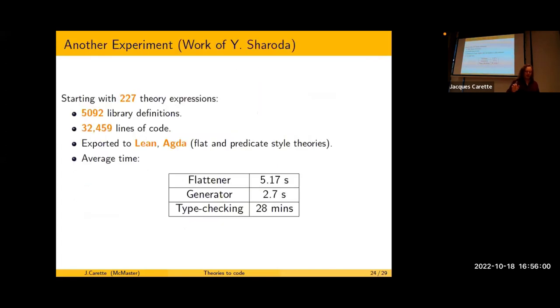So we did some of this. We only took 227 theories. We used universal algebra to generate 10 different derived theories from each. So from 227 theory expressions, we get 5,000 definitions of interesting mathematical theories, which expand out to 32,000 lines of code. We export to both Lean and Agda and type check. So we have not generated junk, because it's kind of hard to get both Lean and Agda to agree on 32,000 lines of code to say, yes, that was good code. It does take a while.